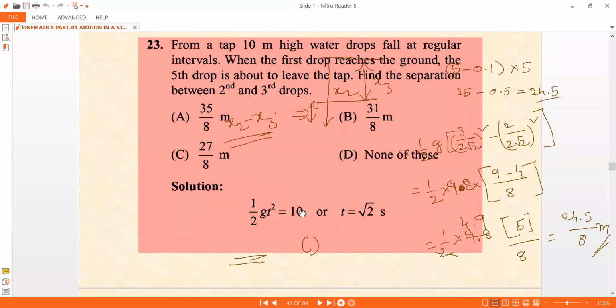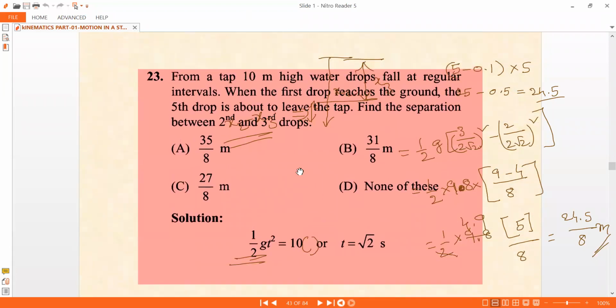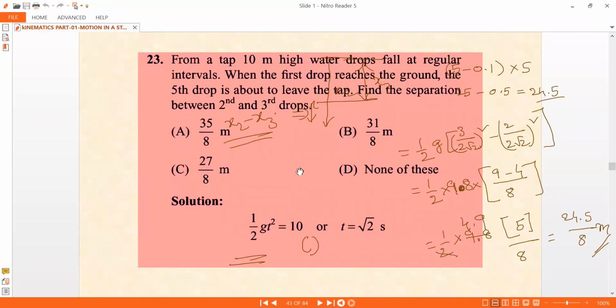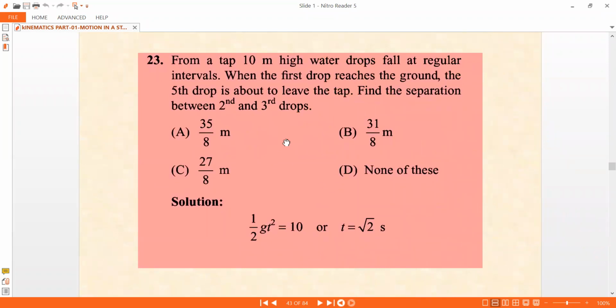Let's see the options, which is closer. I don't see any option matching 24.5 by 8 or at least 25 by 8. So the required option is none of these. The actual answer for this problem is closer to 25 by 8 meters. That's the answer for us, and none of these is the right option.